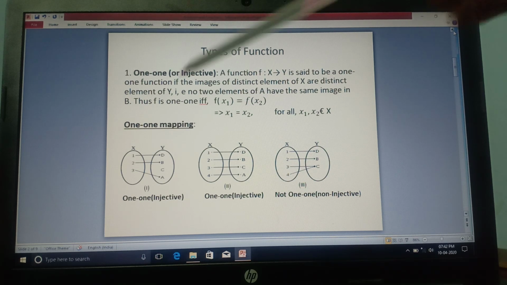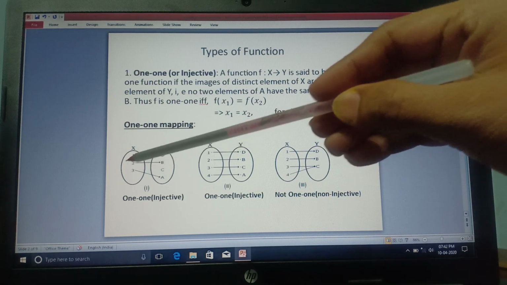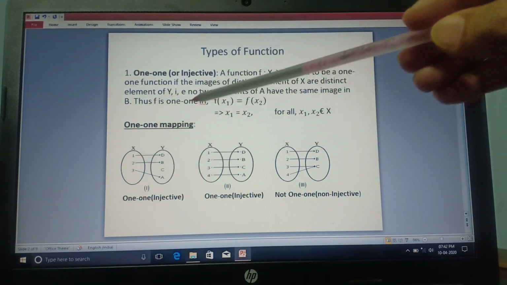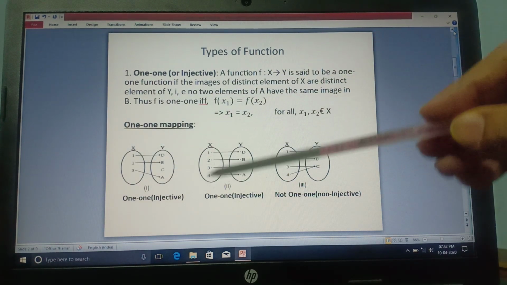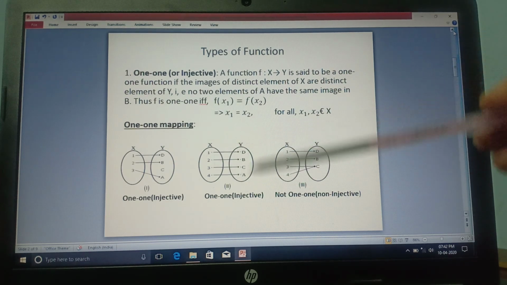You can see the mapping of 1-1. Every element of X, the domain, has a distinct image. Images are not the same for two elements in the domain. Here the elements in X have their images in Y, and all the images are distinct.